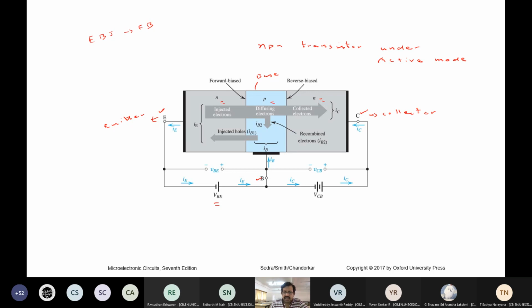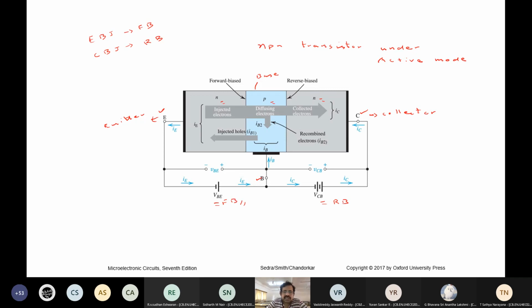Now if you see here, the collector base is reverse bias, because we already know what is a forward bias and what is a reverse bias. The biggest difference here is that instead of one junction as in a diode, we have two junctions, namely emitter base and collector base. So you can see the collector, being an N-type material, is connected to the positive, and the base, being the P-type material, is connected to the negative. Which means this is reverse bias, this is forward bias.